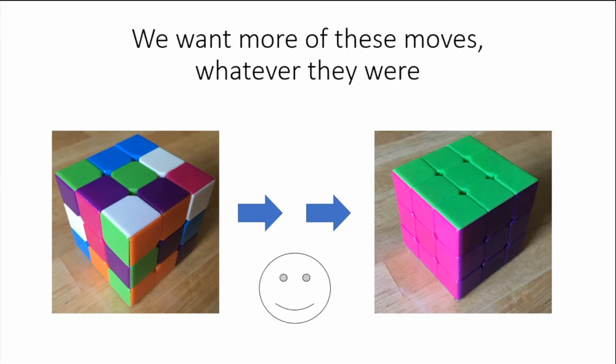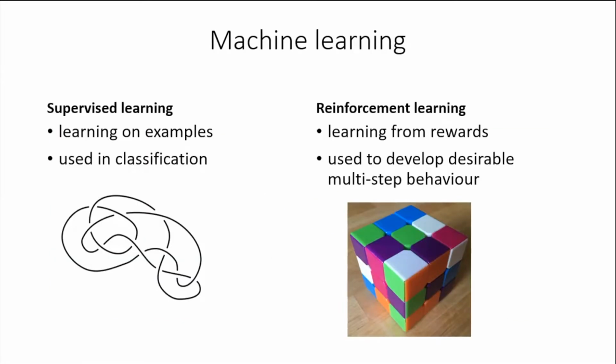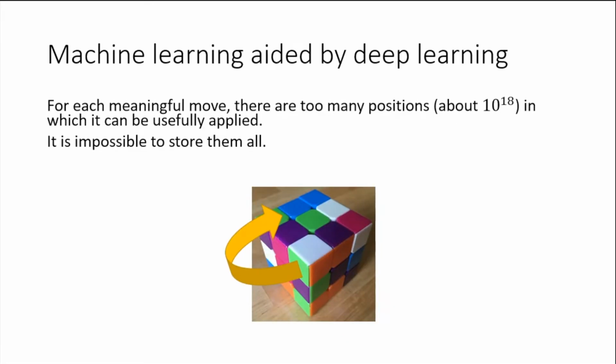Right, okay, so if you have no questions, let me just remind you. So we have supervised learning, which is learning on examples, and we use it, for example, to classify knot diagrams between trivial knots and nontrivial knots. And reinforcement learning, which is used to generate some desirable multi-step behavior. Right, and let's see where deep learning comes into it.